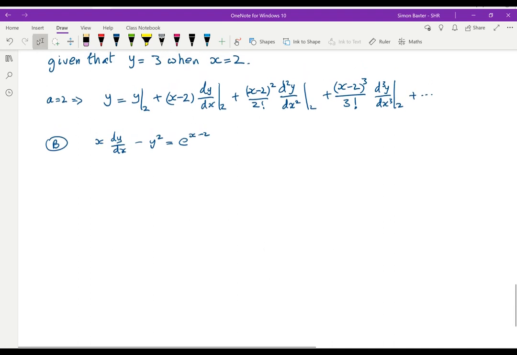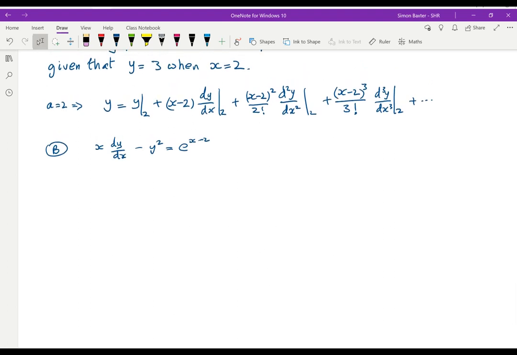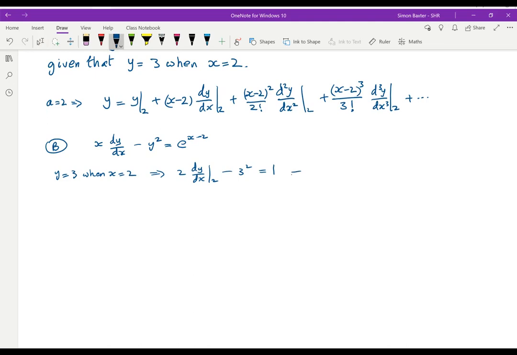We have that y is 3 when x is 2. That tells me that 2 dy by dx at x equals 2 minus 3 squared is equal to 2 minus 2 is 0, e to the 0 is 1. And this gives us that dy by dx when x equals 2 is equal to 3 squared is 9, plus 1 makes 10, divided by 2 is 5.